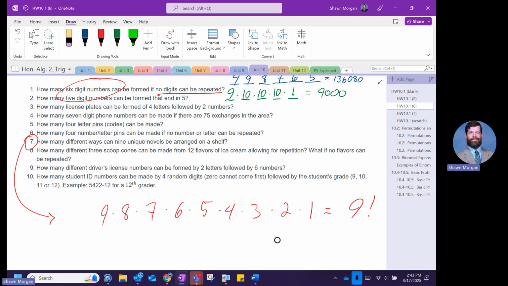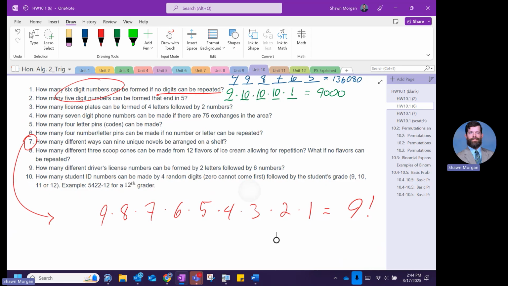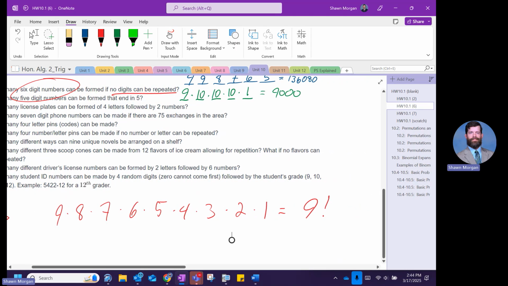Which one that we haven't talked about do you want to look at? Number 6. How many 4 number/letter pins can be made if no number or letter can be repeated? Okay, so I'm a visual guy. 1, 2, 3, 4. Now you tell me, how many options do I have in that first slot for the pin? Alphanumeric option. 36. So there's 26 letters, but then there's also 10 digits. So we would have 36.